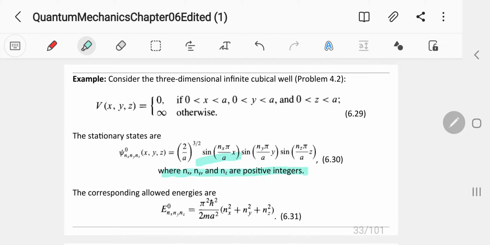The corresponding allowed energies, therefore, is just the sum of each contribution in the coordinates. So you have this E nx, ny, nz of 0, that's without perturbation yet. So you have pi squared h bar squared over 2 m a squared times nx squared plus ny squared plus nz squared.